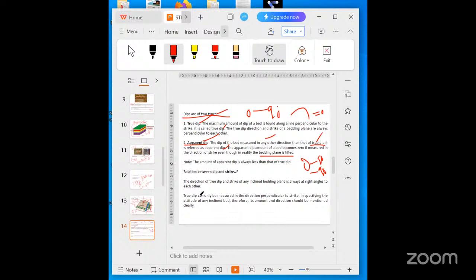So this is called true dip and apparent dip. You see here, the amount of apparent dip is always less than that of true dip. I already wrote it here, so don't worry. Now, what is the relation between dip and strike?